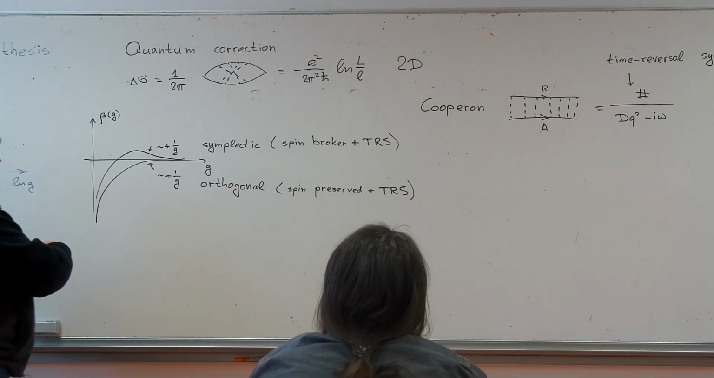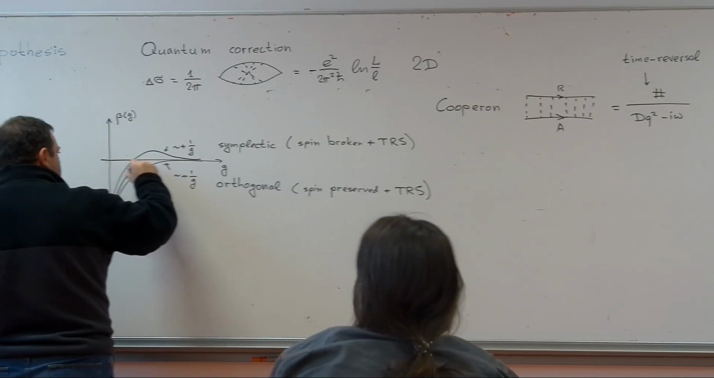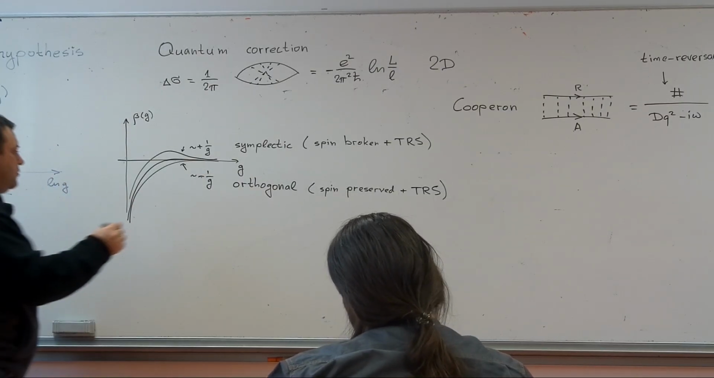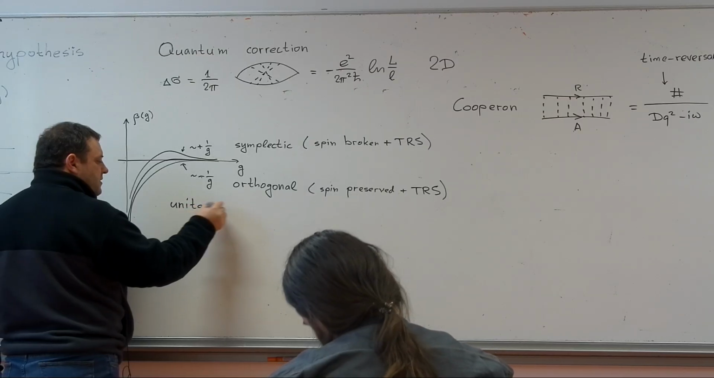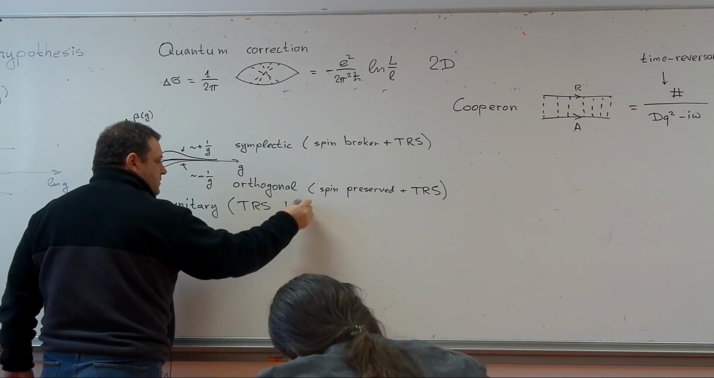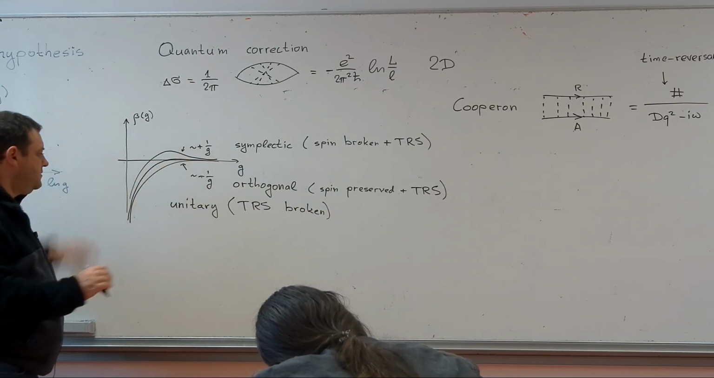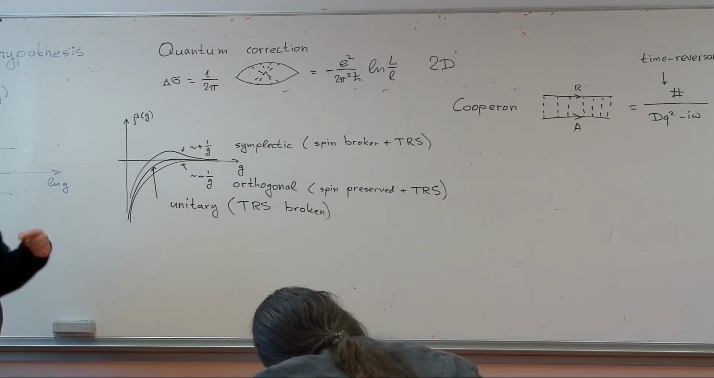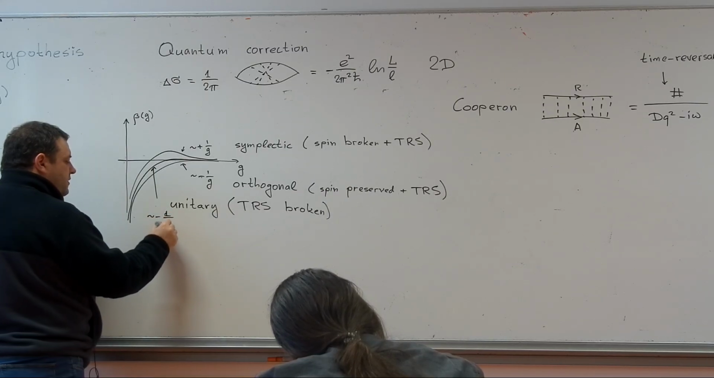And it means that there is a third case which goes somewhere in between these two, and it's called the unitary case. Time reversal symmetry broken. If time reversal symmetry is broken, there is a unitary case, and the beta function in this unitary case here is actually also negative, but it behaves as 1 over g squared.